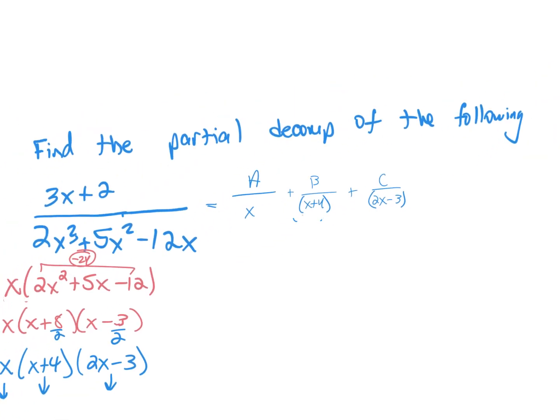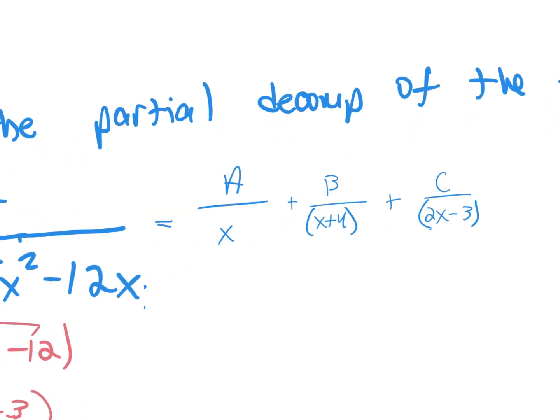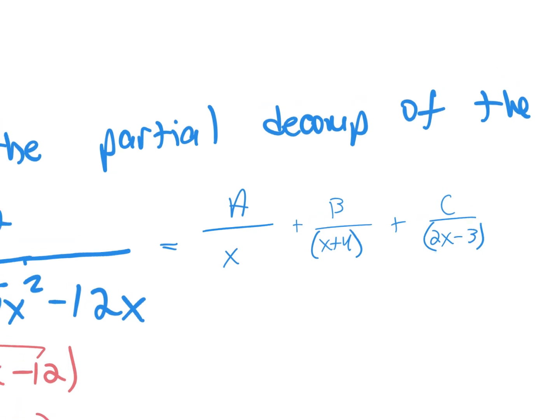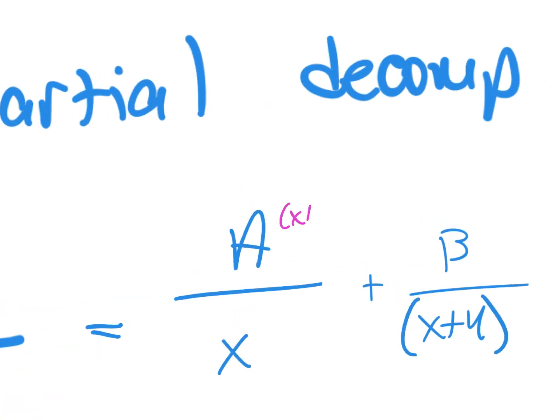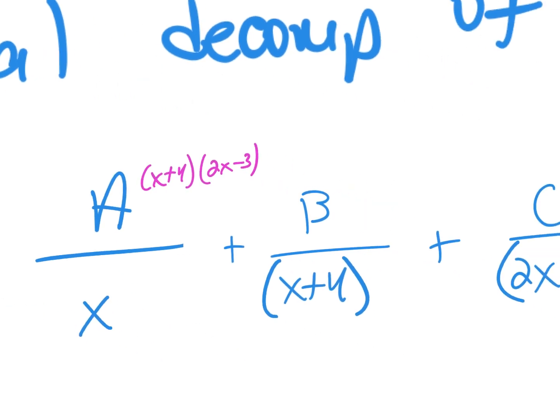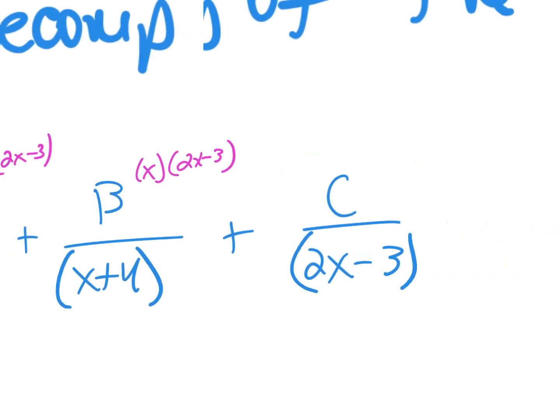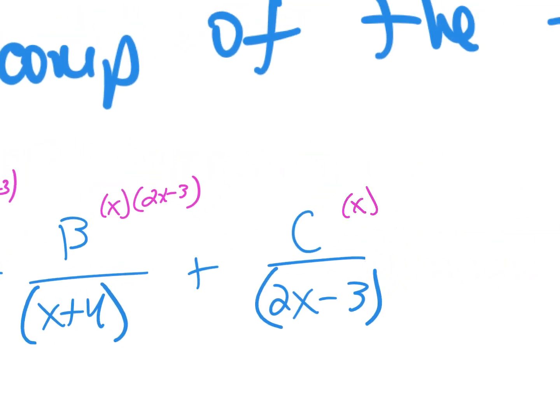So now I have to see, okay, what does each fraction have and what is it missing? So A has the x, it needs x plus 4 and 2x minus 3. B has the x plus 4, it needs the x and the 2x minus 3. C has the 2x minus 3, it needs the x and the x plus 4. Perfect.